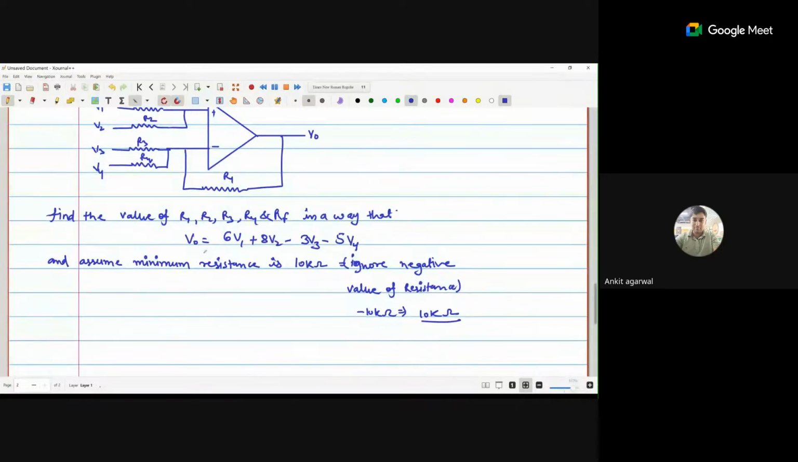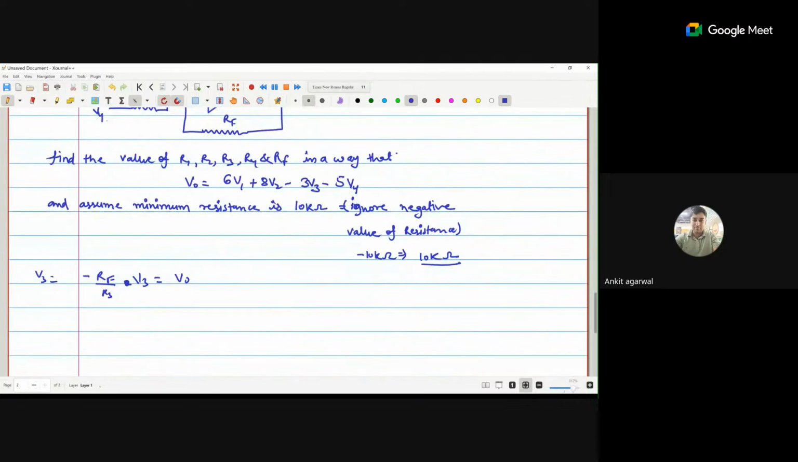First of all, I just calculate the equation. If V3 and V4 are applied, because of V3 we are getting minus RF by R3 times V3 is equal to V naught. Similarly, because of V4 we are getting minus RF by R4 times V4 is equal to V naught.